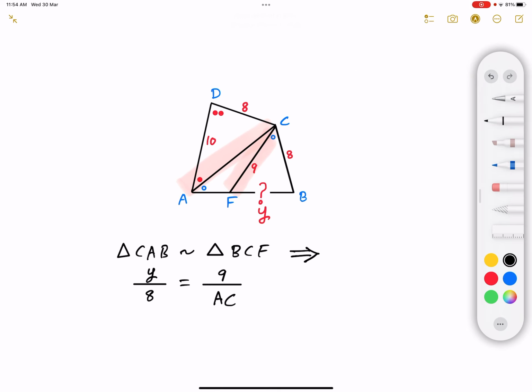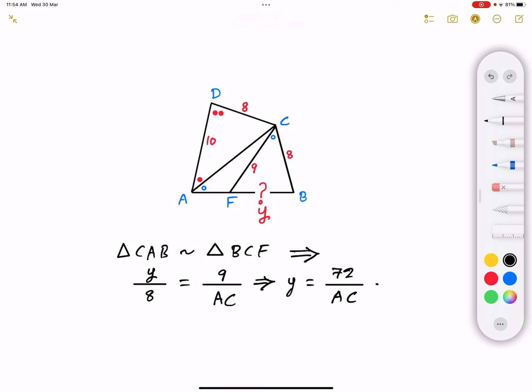So basically, if we can know the length of AC, we can solve the problem. Let me erase that. If we can find a way to find the length AC, then the problem is solved. Basically, y is going to be equal to 72 divided by the length AC. So that's the solution to the problem here. The problem is to find a way to calculate the length AC.